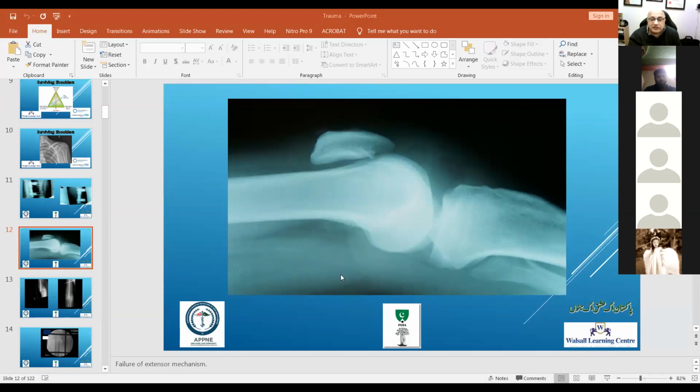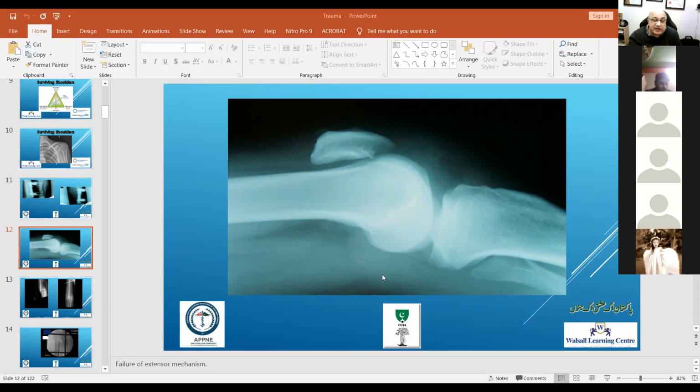The most obvious finding, what do you see? The most obvious finding I can appreciate is the superior migration of the patella. So you have a patella which is not right, okay? The patella is superiorly migrated.